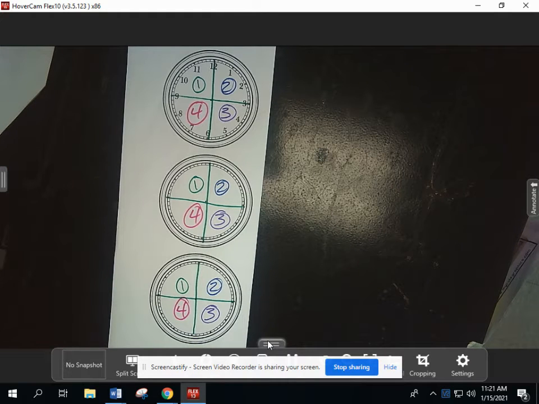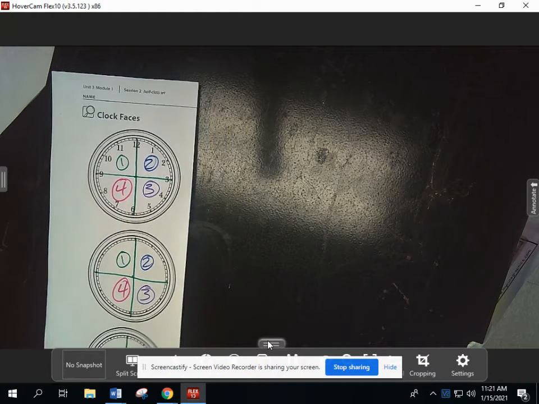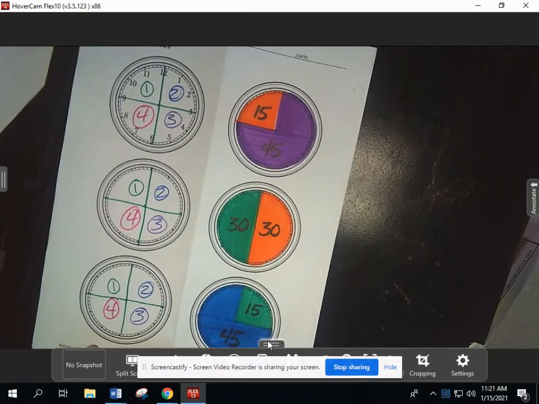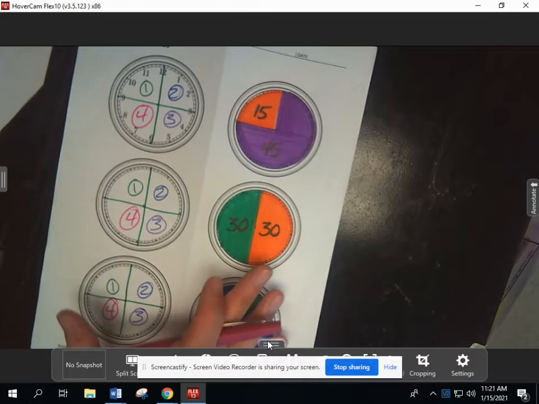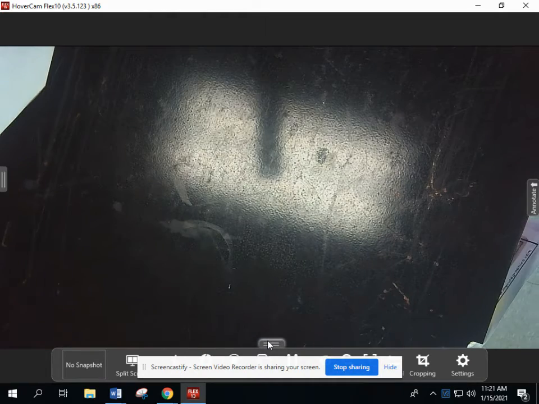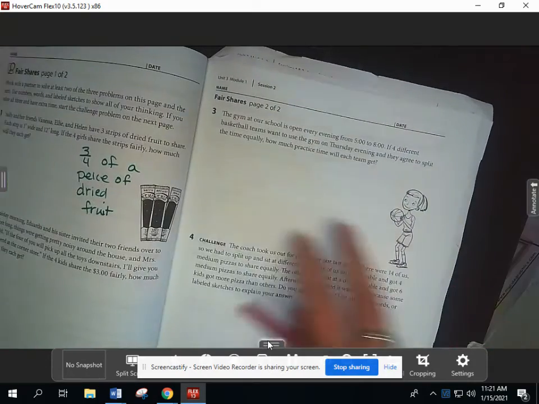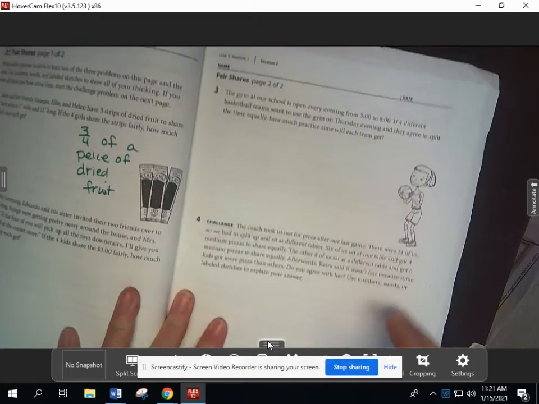So how many minutes does each team get? Everybody? 45. 45 minutes. So this shows 2 different ways of figuring this out. And remember, we can't just say 3/4. We have to have 3/4 of what? So it's 3/4 of an hour.